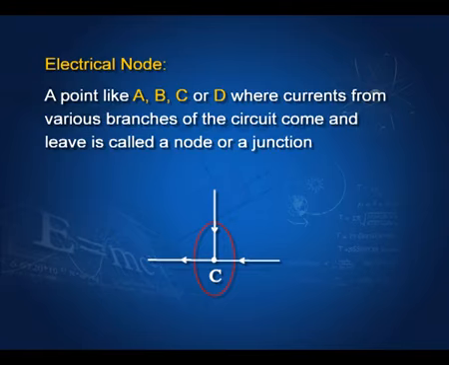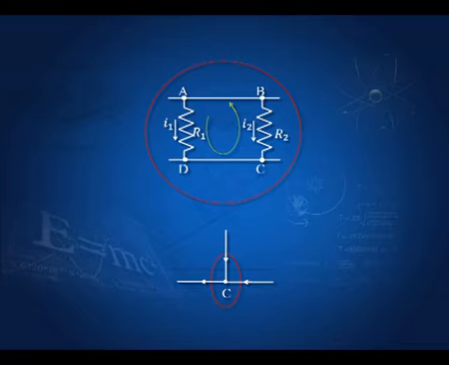Say for example, point C, the current is coming from this side, also coming from this side, but going on to this side. This C is called a junction or a node. On the other hand, a closed loop, a closed path is called a loop, and the loop can be traversed either in the anti-clockwise direction or in the clockwise direction. So, we shall make use of these loops and junctions or nodes to state Kirchhoff's laws.